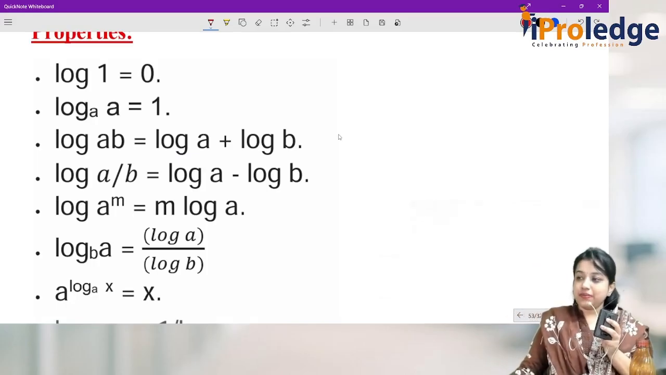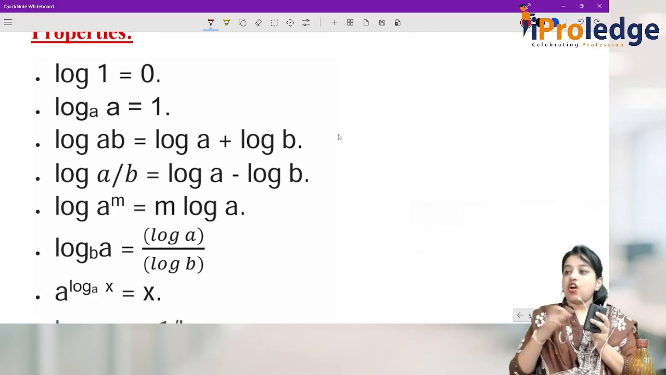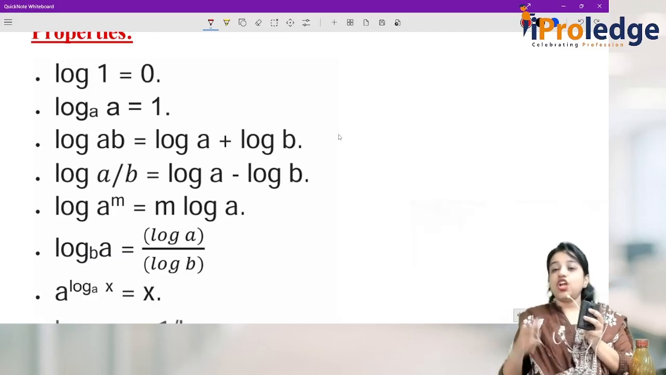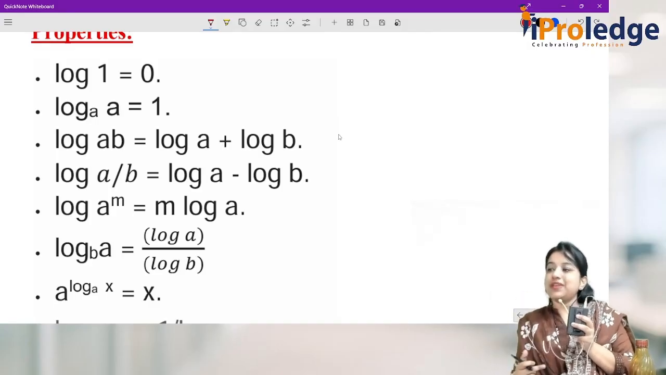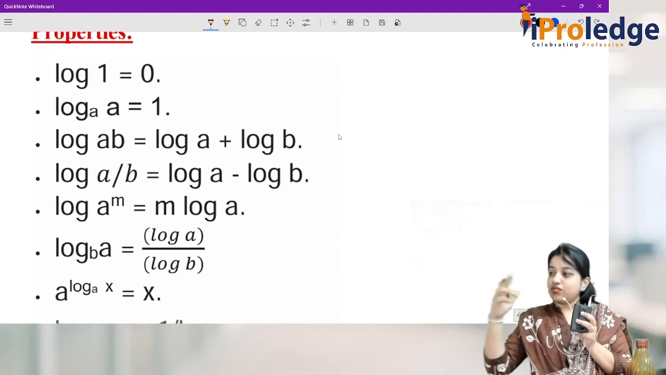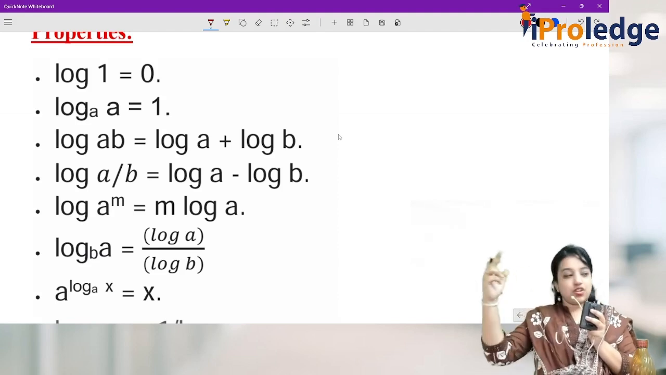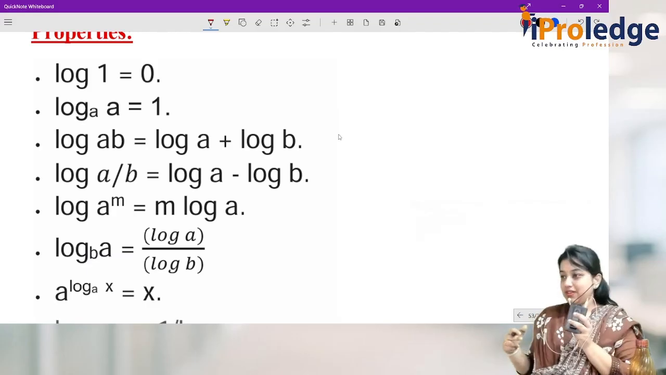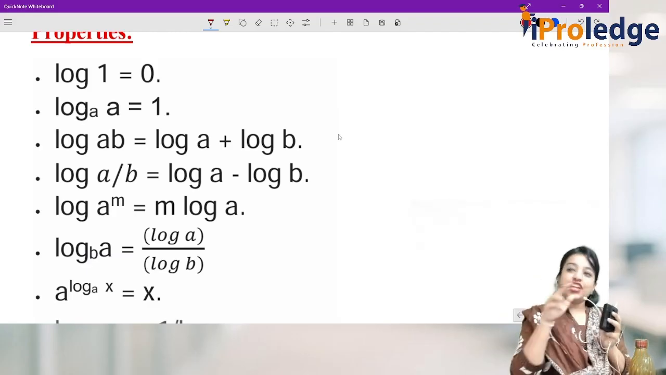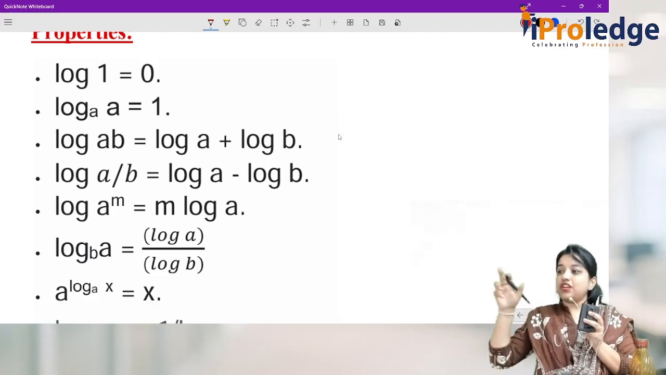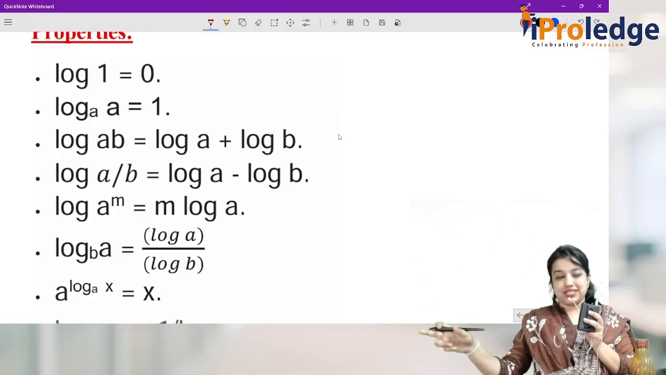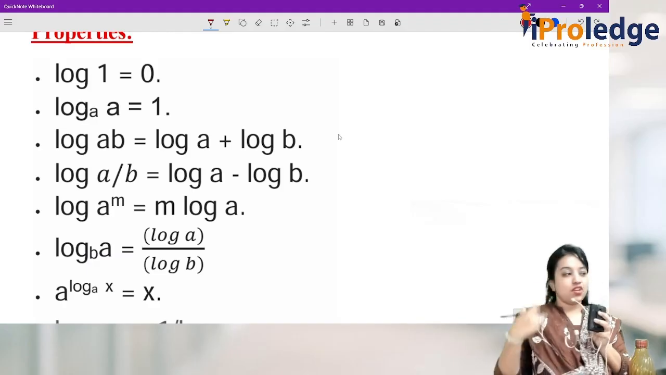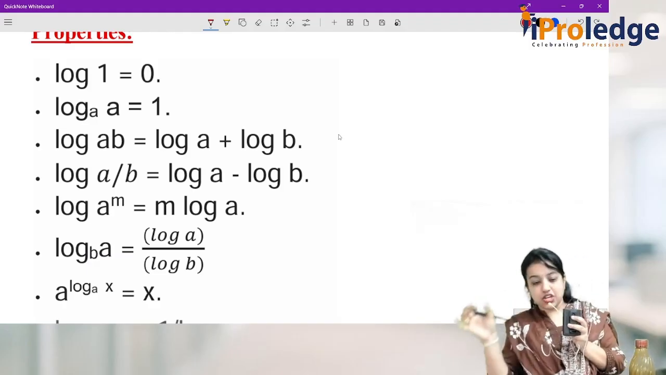Always, log 1 will be equal to 1 when log a to the base a, log 10 to the base 10, log 100 to the base 100, log 1000 to the base 1000. So when the number and base are the same, the answer will be equal to 1. When we have a into b, it is log a plus log b. When we have into, it becomes plus. When we have a by b, it is log a minus log b.